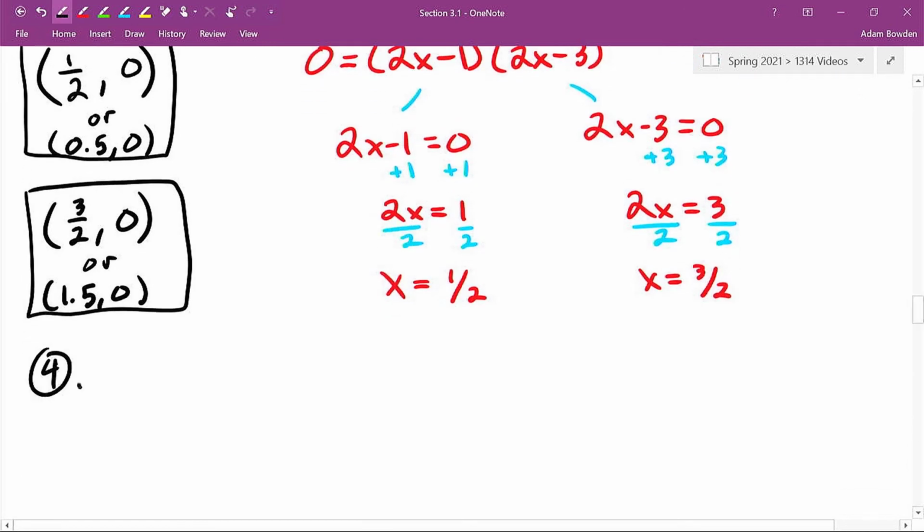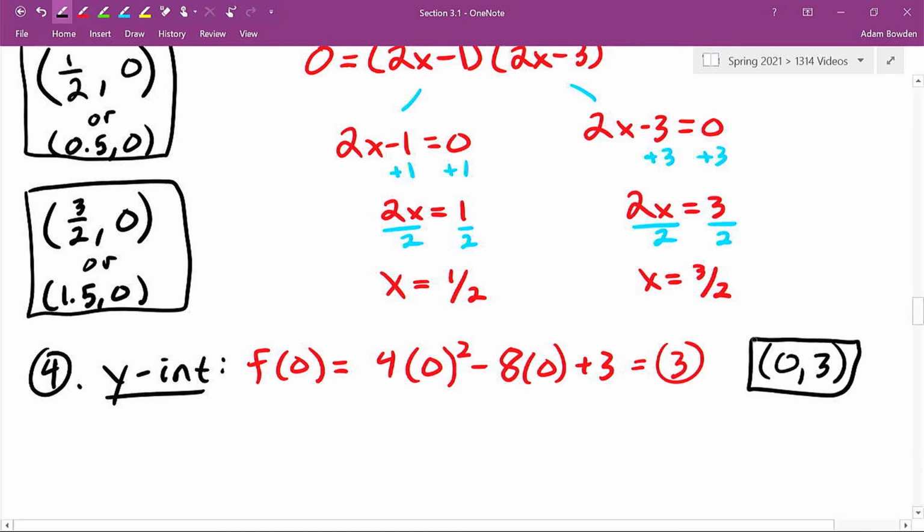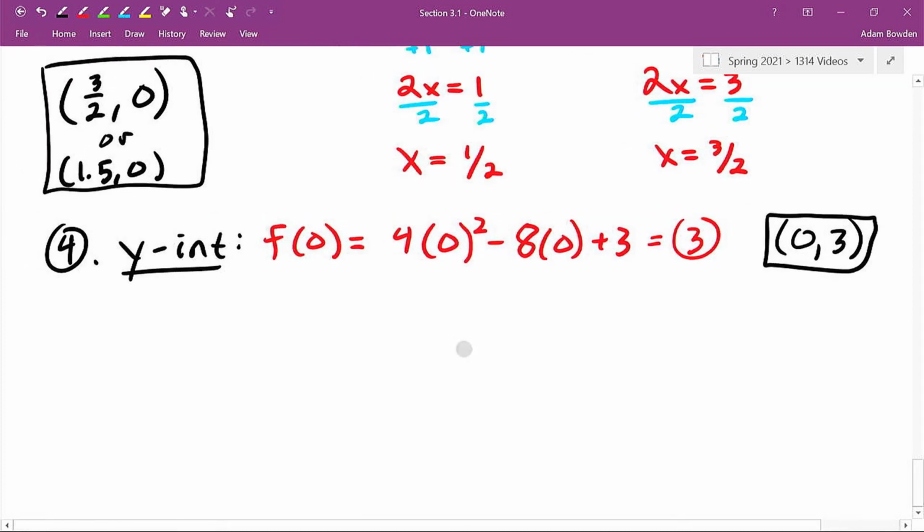Now for the y-intercept, we'll plug in 0 for x. So f of 0 is equal to 4 times 0 squared minus 8 times 0 plus 3. I did that calculation and I came out with 3. So our y-intercept would be the point (0, 3). Now I have all the information I need to draw a sketch of the graph.